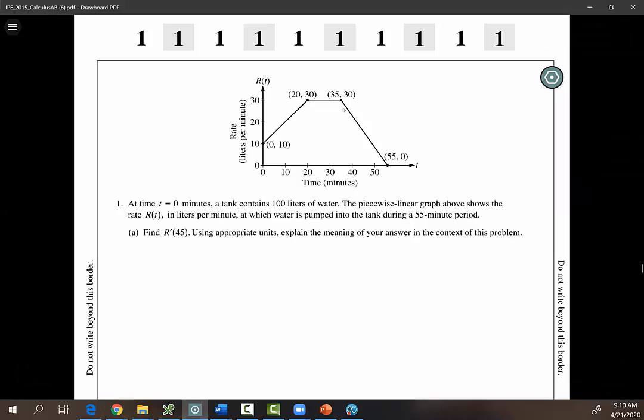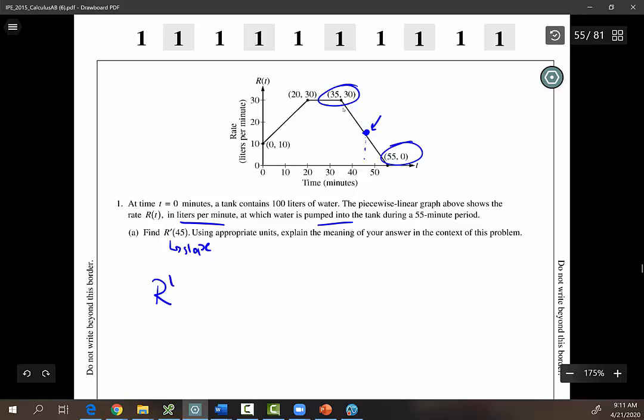So this number 1 was a calculator question. At time 0, a tank contains 100 liters of water. And they give this piecewise graph, with units in liters per minute. It says water is being pumped into the tank during this 55-minute period. Find R prime of 45. If we want to find R prime, that's our derivative from the graph. Anytime we're finding a derivative from a graph, that's our slope. And at 45, we don't know any y values here, but because it's linear, we can use these 2 points.